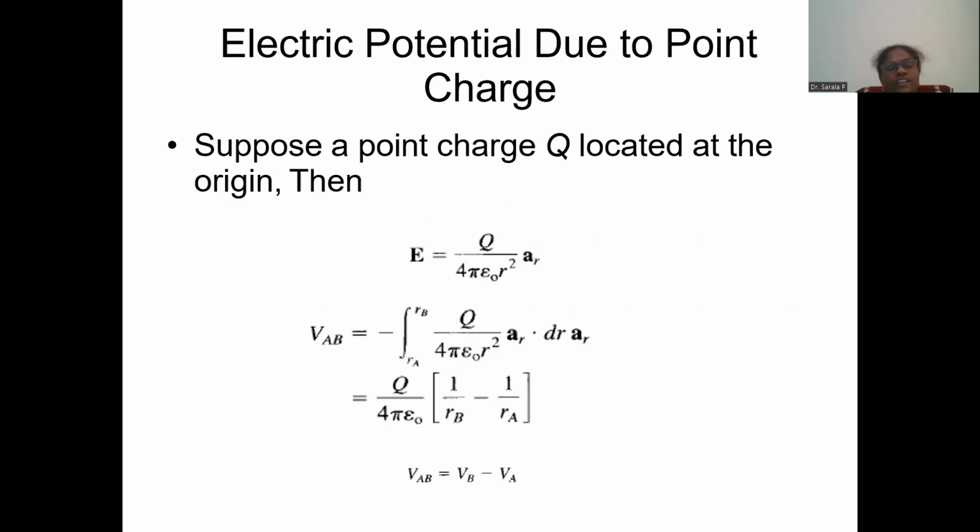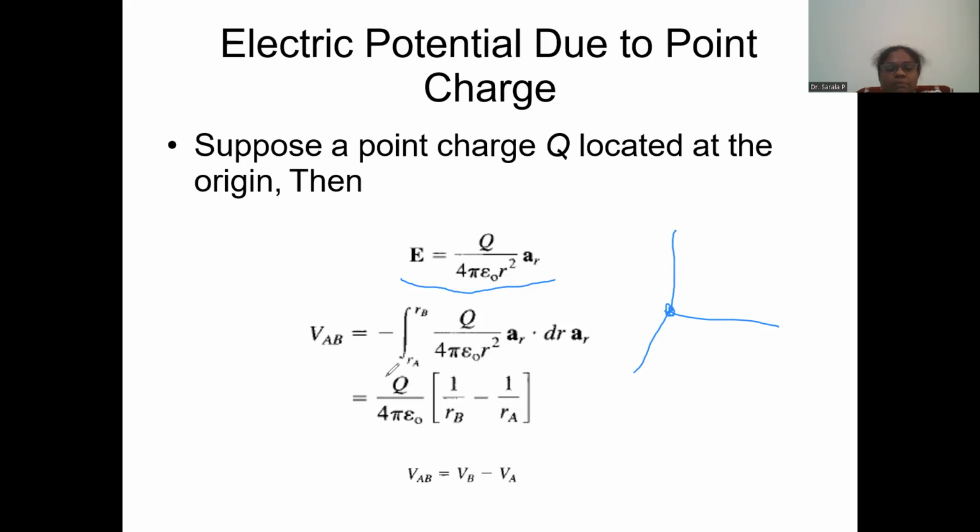Suppose a point charge is located at the origin. So let us take a three-dimensional one, and let us take the point charge at the origin. Now if we take the electric field intensity, that we already know, F by Q. In previous classes we have studied that it is Q by 4 pi epsilon naught R square aR.